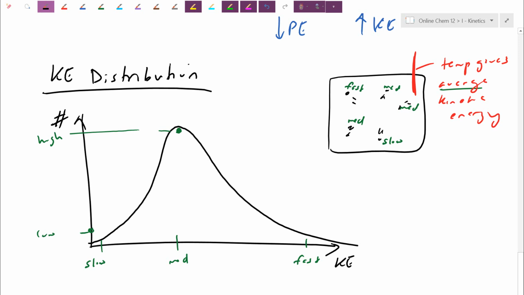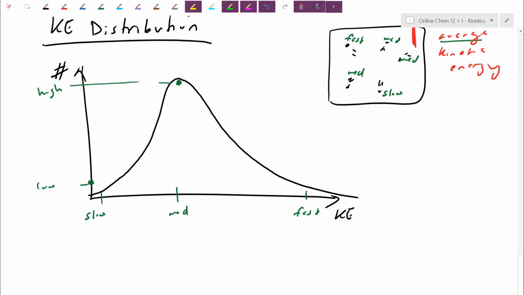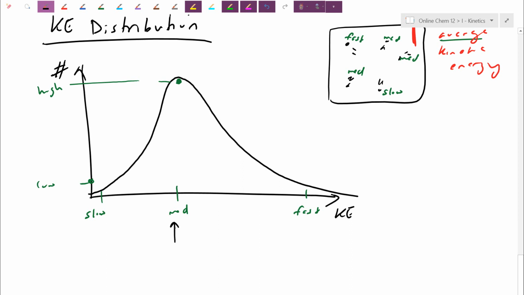And essentially what it's saying is we have the majority of particles, even though room temperature gives me the average, most particles travel at some medium speed, at some medium pace. But notwithstanding that, there are always going to be some fast, and there are always going to be some slower.